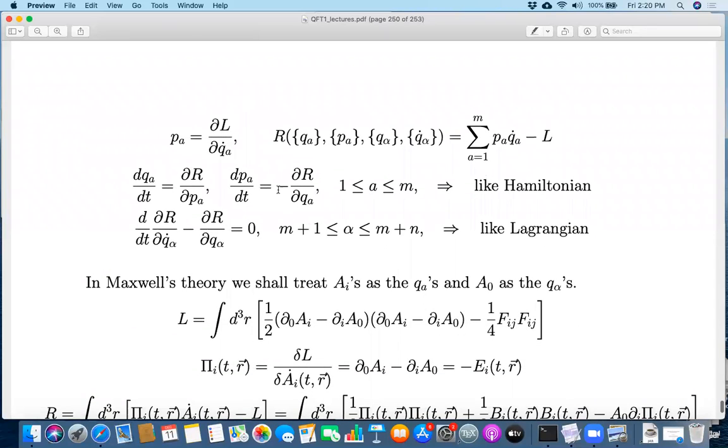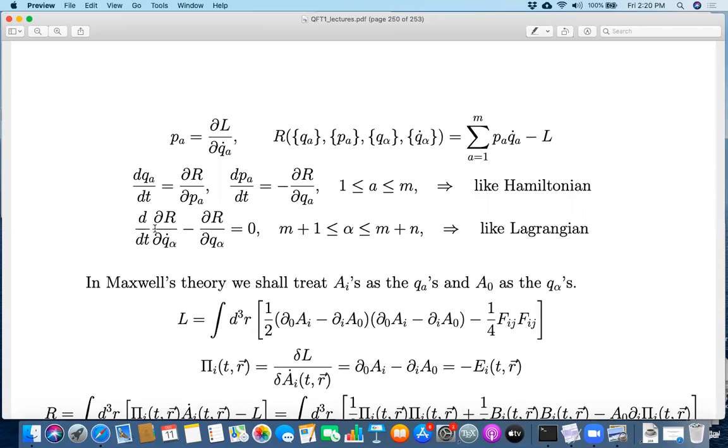So here I have again rewritten all the definitions, right? P_A is ∂L/∂Q_A dot, and the Routhian is defined here as if it's the Hamiltonian, but only for the variables Q_A. And here are the equations: it satisfies Hamiltonian-like equations for the variables Q_A, P_A, and Lagrangian-like equations for the variables Q_alpha dot.